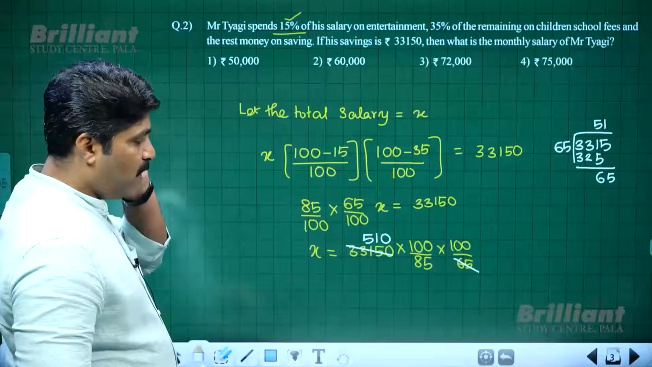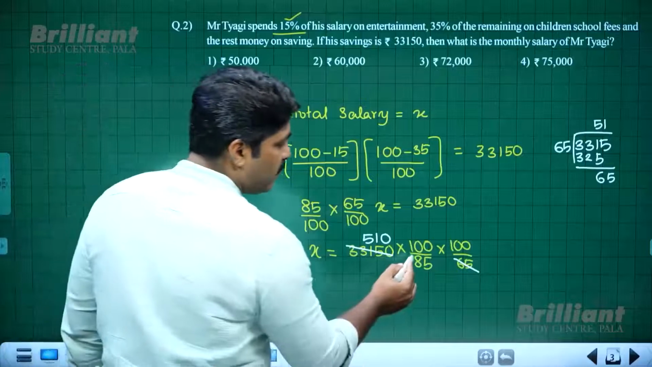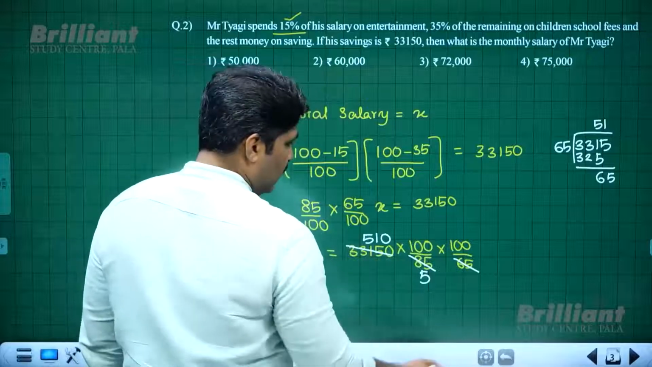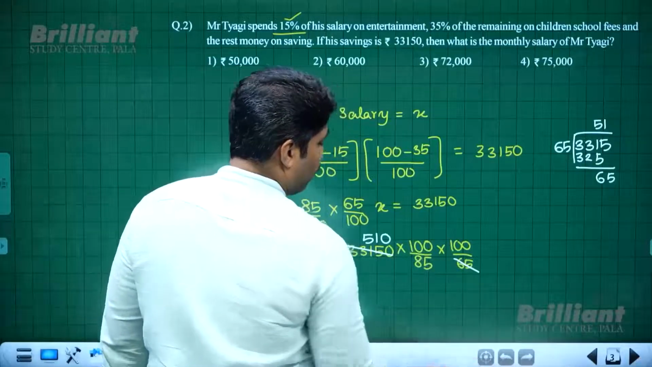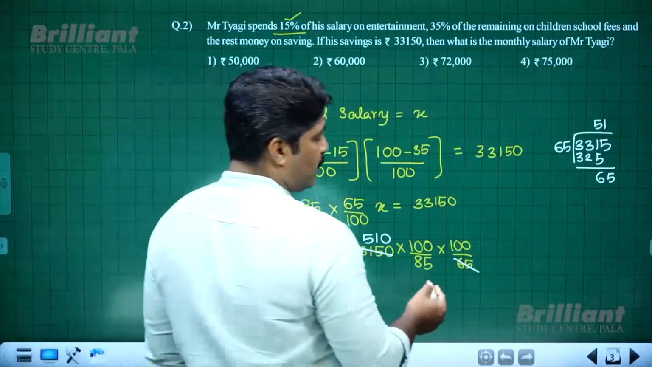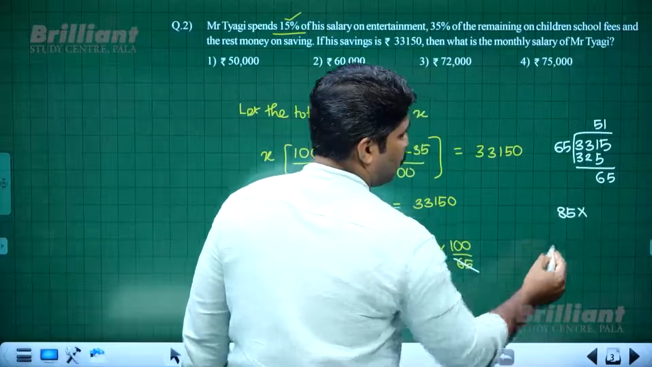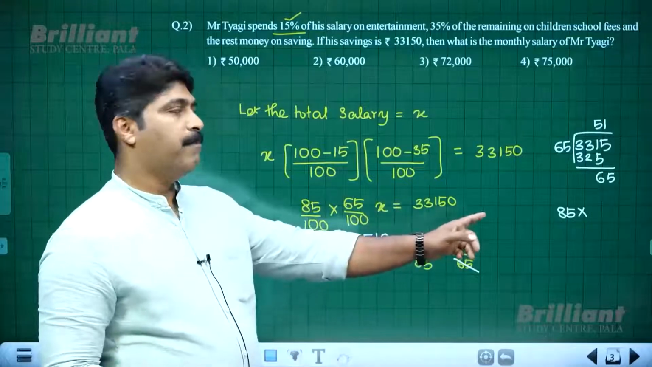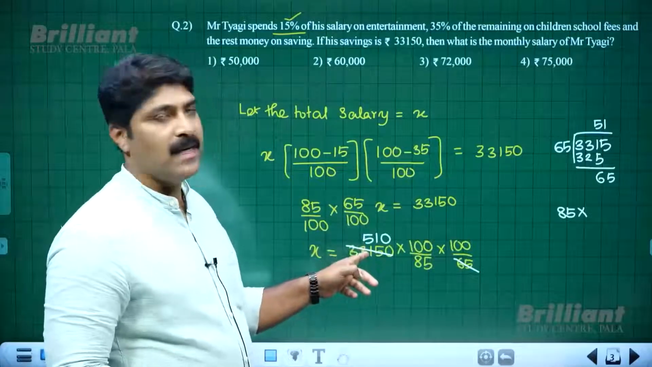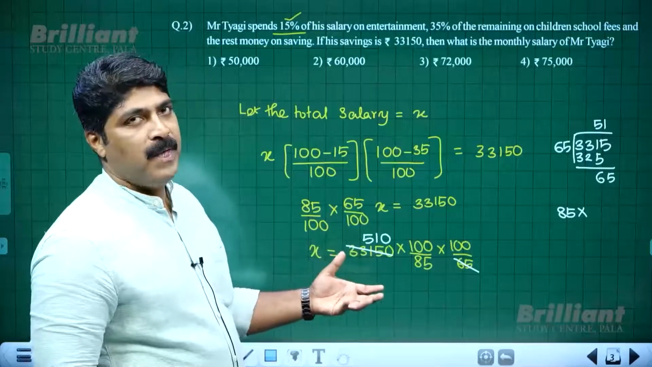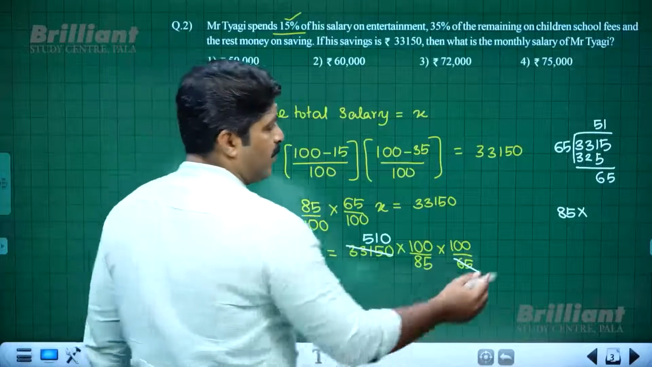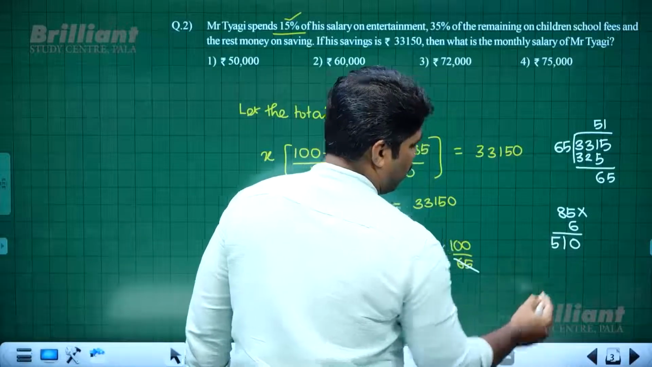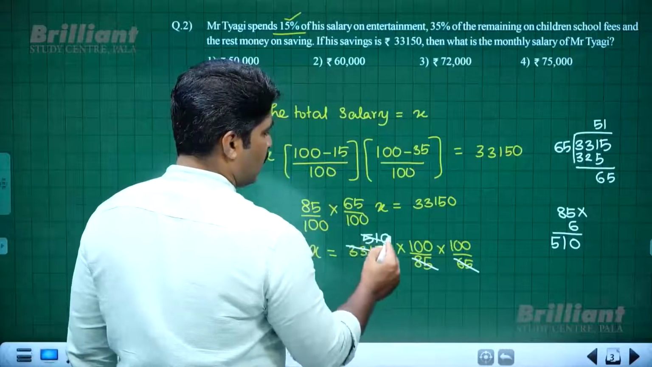So what about this 85? 85 is nothing but 17 into 5, right? Or we just consider this 510, which is exactly divisible by this 85. So this is 85 into what value? Suppose we multiply this value by which quantity, it will be equal to 510. If you multiply this 85 by 6, what is it? This is equal to 30 plus 48 is 510. So we are sure this is 6 times.